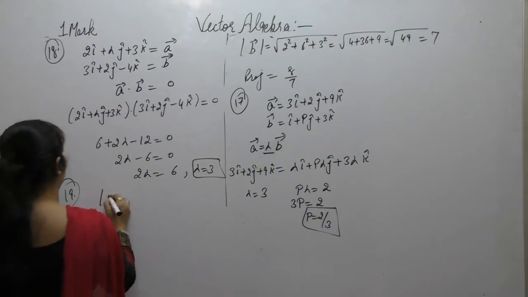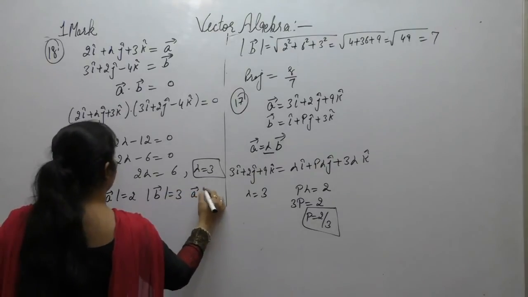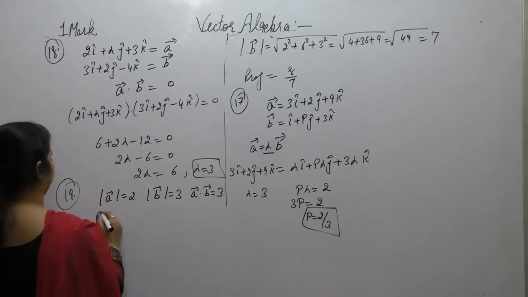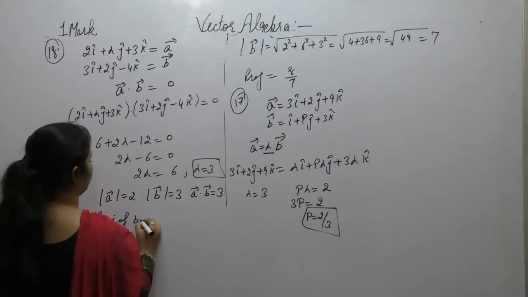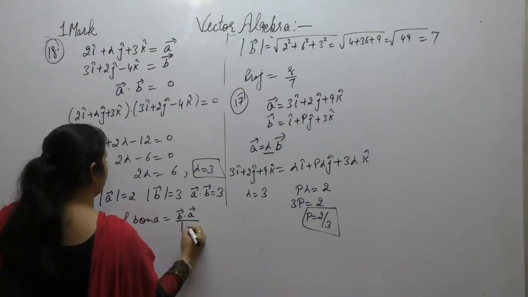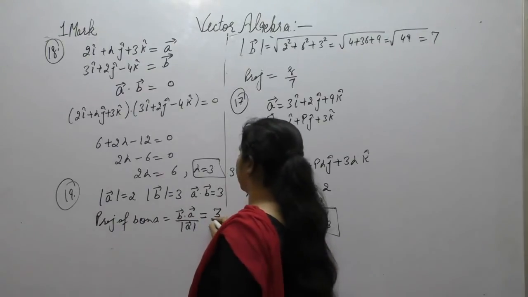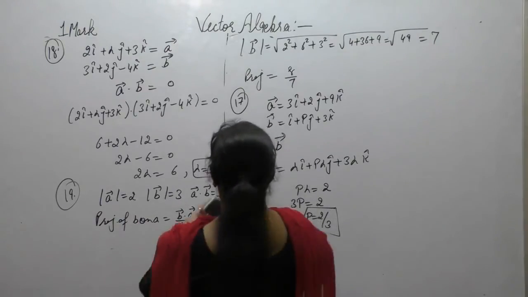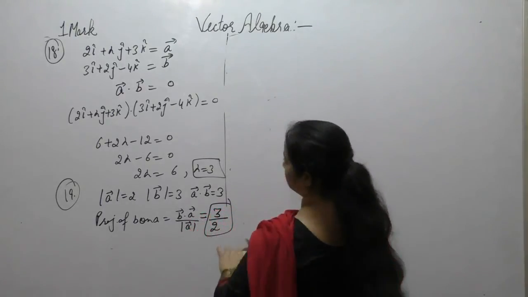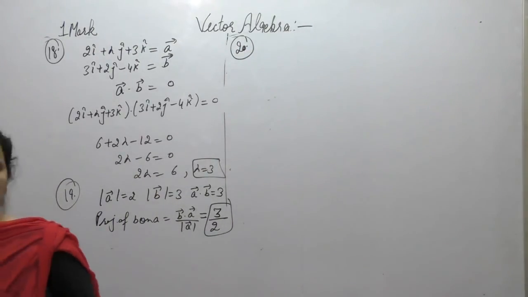If magnitude of A vector is 2, magnitude of B vector is 3, A dot B is 3, find projection of B on A. Projection of B on A is B dot A upon modulus of A. B dot A or A dot B has the same value. So B dot A or A dot B is 3 and modulus of A is 2. Note it down.